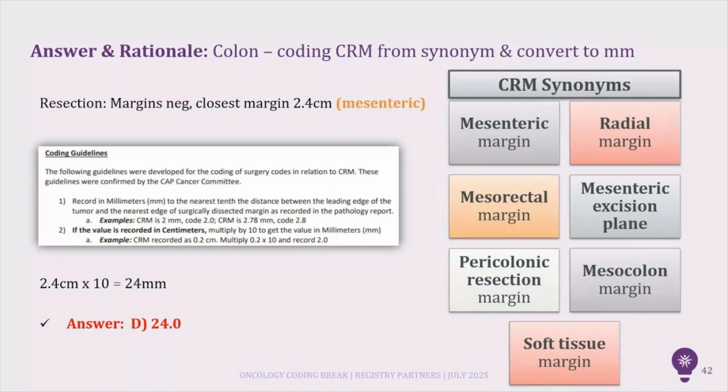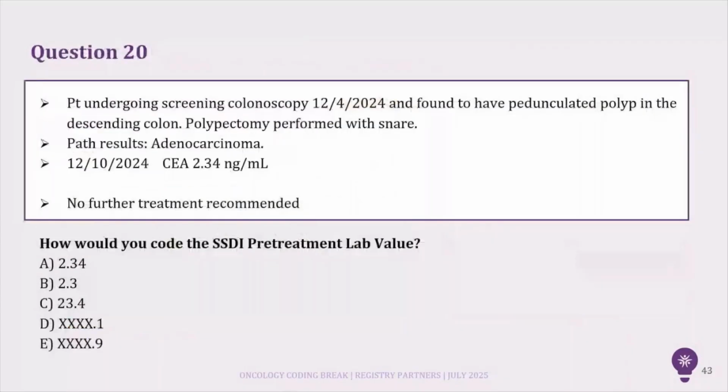Okay, the next question. Patient is undergoing a screening colonoscopy and found to have a pedunculated polyp in the descending colon. A polypectomy was performed with a snare. The results were adenocarcinoma. A CEA was obtained, and then no further treatment was recommended. It was determined that that was definitive. So how would you code the pretreatment CEA value here?